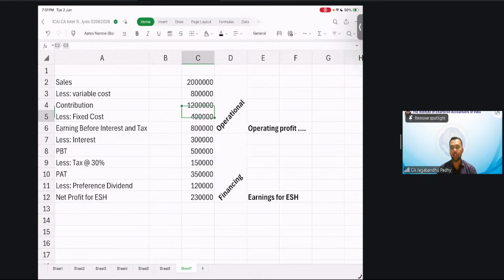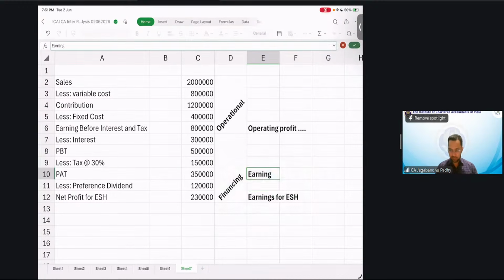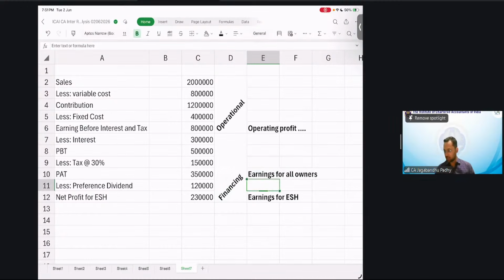Which of these terms would be representing earnings for owners? Yeah, owners. For owners, it is essentially this one, guys. Profit after tax. This is the earnings for all owners. This is net profit for all, or I can say these are earnings for all owners.